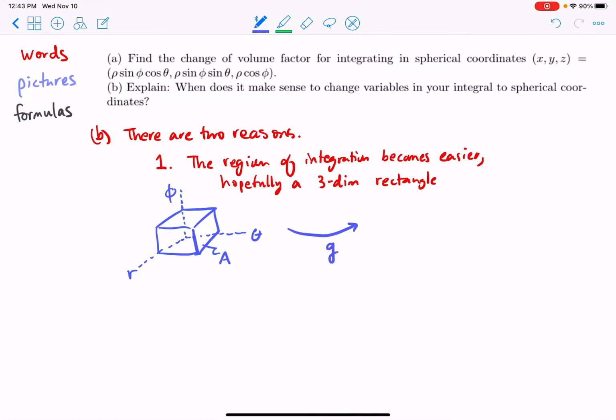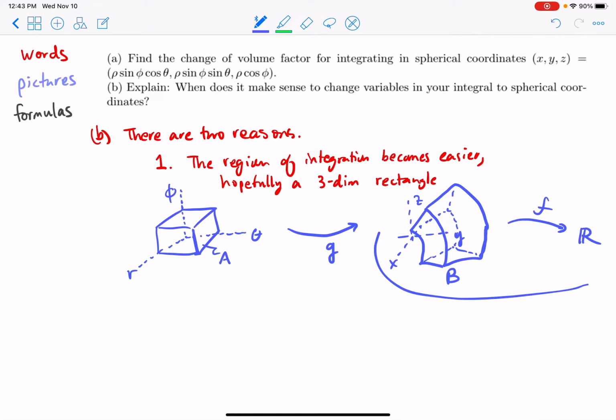Then our parameterization, or our changing to spherical, maps this over to XYZ space, where now the image of our nice rectangle is the original thing we were trying to integrate over. Maybe it's some weirdly shaped object over here. Who knows what it looks like? And we had some function that we were trying to integrate. So this integral was hard because this region was hard.